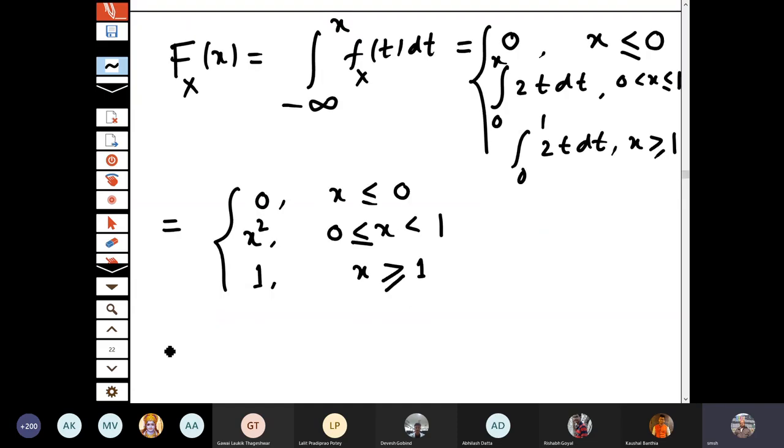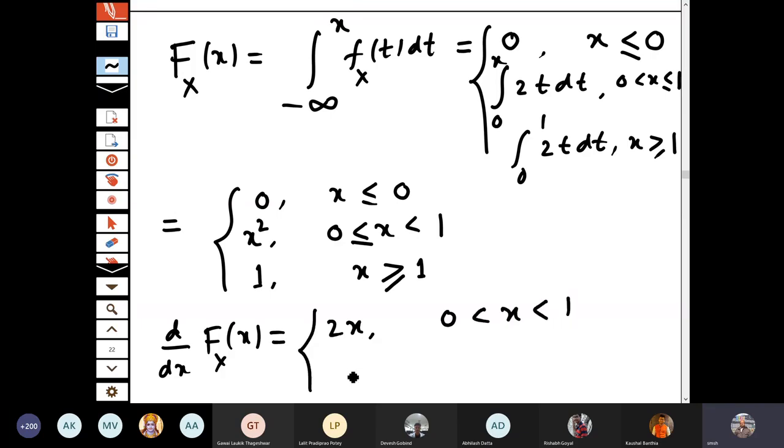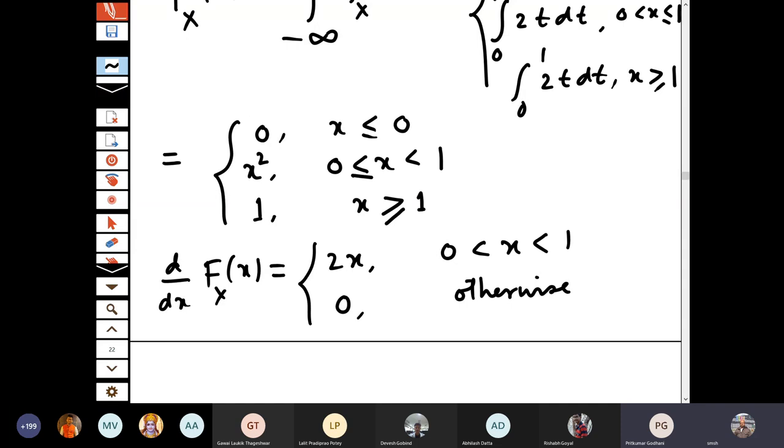So if you look at the reverse relationship, d by dx of F(x), what do you get? It is 2x between 0 and 1, and it is 0 in the region x less than 0 and in the region x greater than 1. What happens at x equal to 0 or x equal to 1? It doesn't make any difference. That means you may include it here or you may not include it here. So again, the meaning of almost all is clear. Yes, sir.